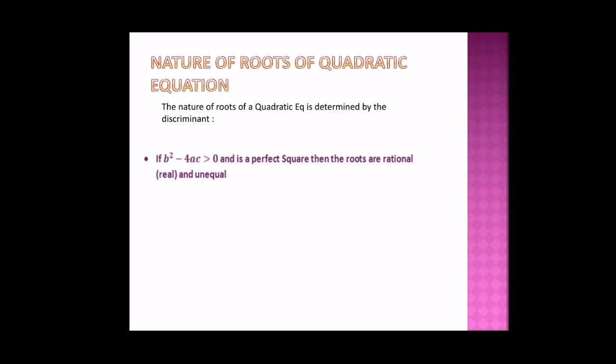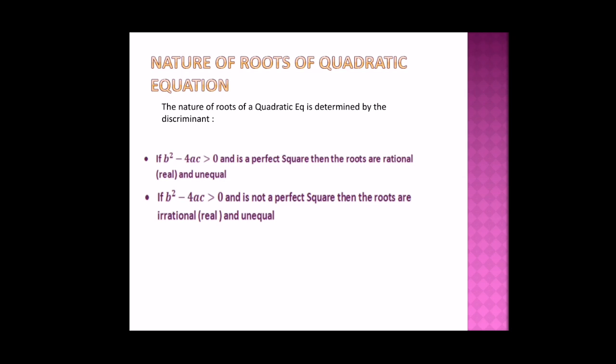The numbers which are perfect squares, for example, are 9, 49, 16, etc. All of these numbers are perfect squares. So if after putting the values of a, b and c in the discriminant formula, we get a number which is positive and also a perfect square, then the roots will be rational and unequal.